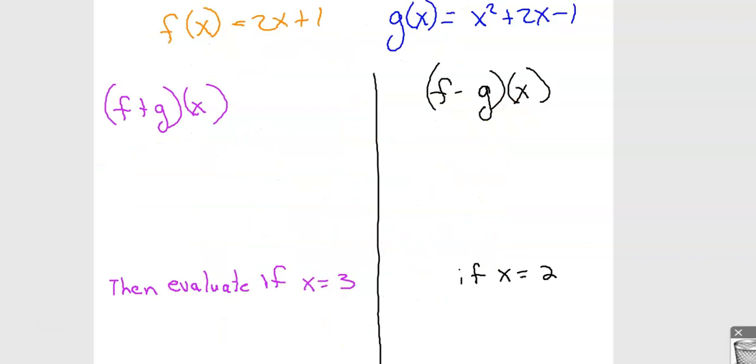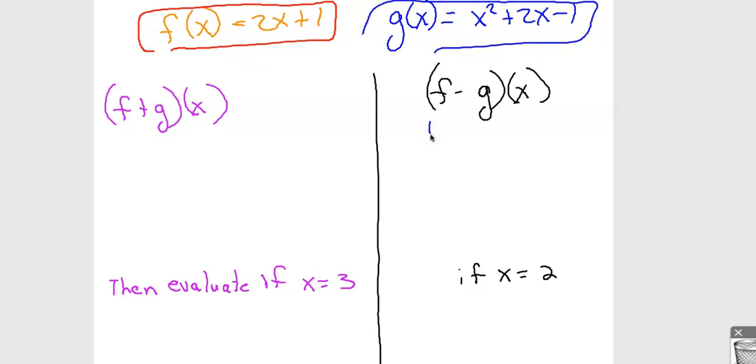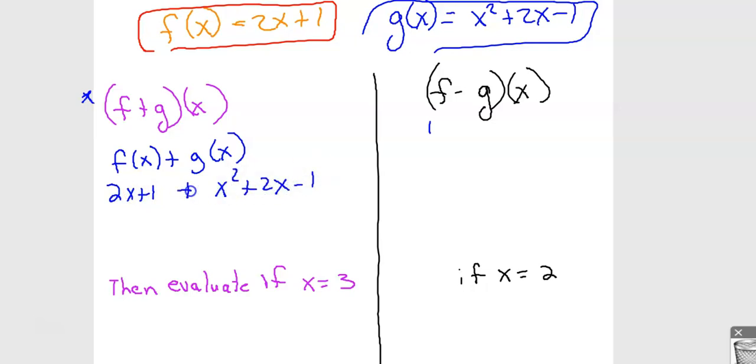So let's actually look at it on the problems that I'll be giving you. So I might give you a certain function, f of x, and I might give you g of x. And then I'm going to ask you to find, like this first problem, f plus g of x. Well, f plus g of x means f of x plus g of x. That's what it means. And then f of x is 2x plus 1, and g of x is x squared plus 2x minus 1, and I'm adding them together. So you basically just combine those two functions together, add like terms. The ones cross out. So that would be adding those two functions together.